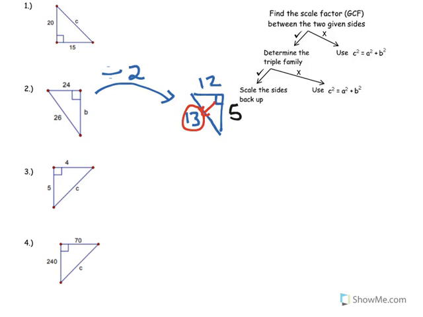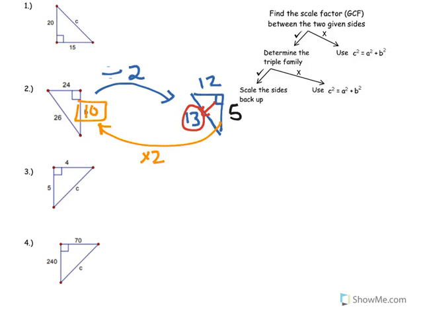And then let's scale it back up. So I can do 5 times 2 and get 10 as my answer. Okay? All right, looking at example number 3.